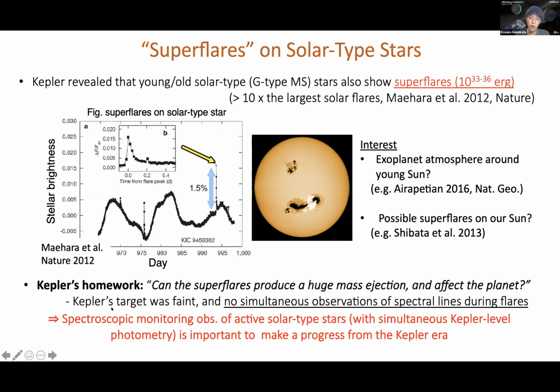Actually, the Kepler targets were very faint, and there was no simultaneous observation of spectral lines during flares. So in order to investigate mass ejection and its effect on the planet, spectroscopic monitoring observation of active solar-type stars, hopefully with simultaneous Kepler-level photometry, is very important to make progress from the Kepler era.